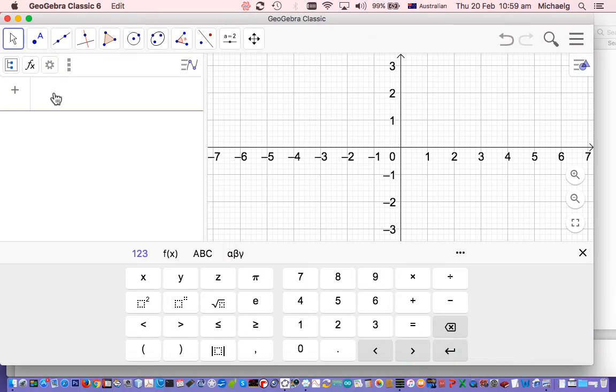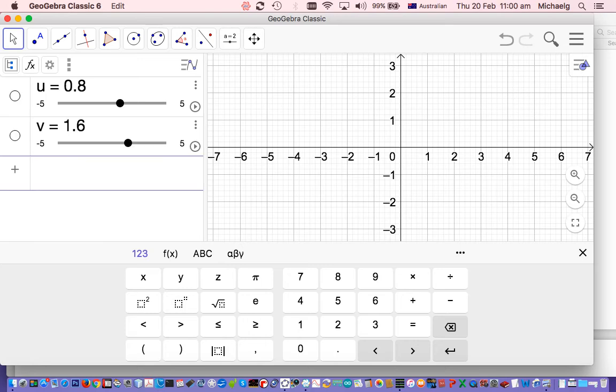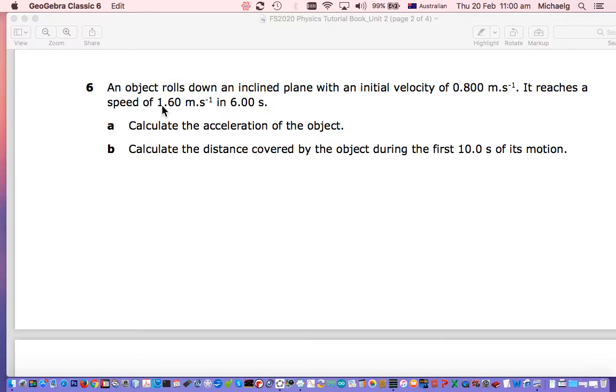and I'm going to type in U for our initial velocity. So our initial velocity was 0.8 meters per second. Then I'm going to put in V for a V of 1.6 meters per second. Okay, so it's actually asking us to calculate the acceleration of the object.